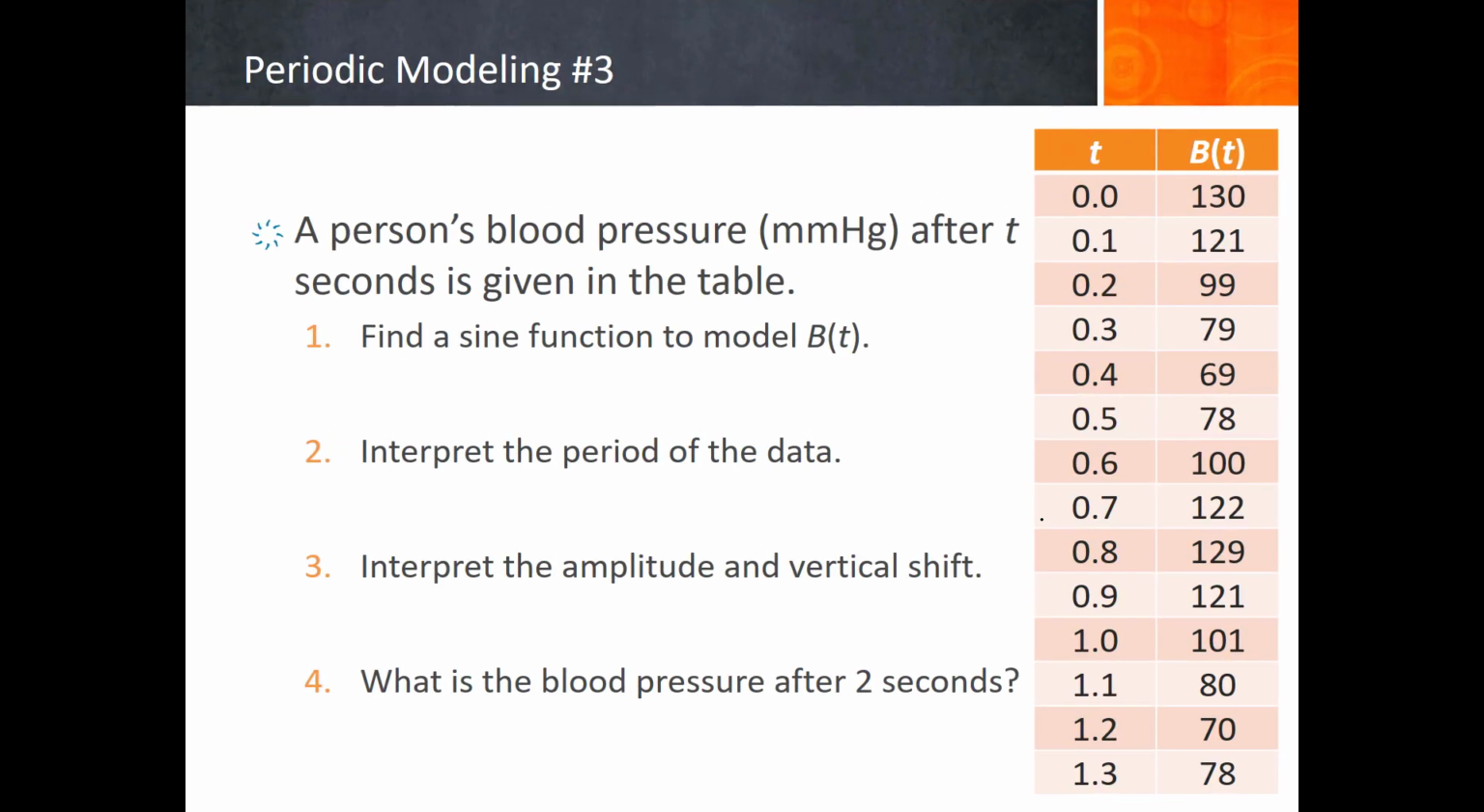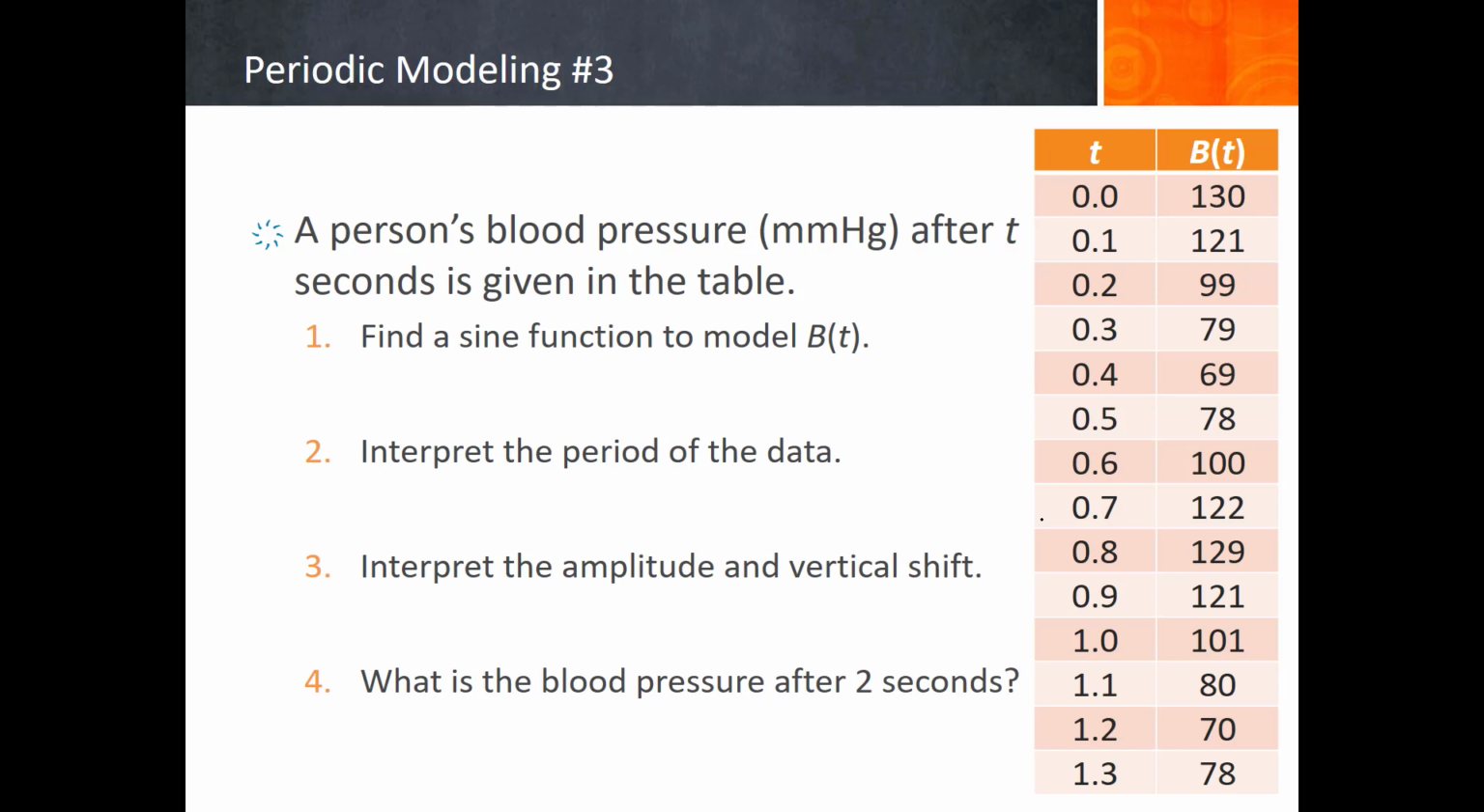All right, let's look at one more example here with data. And this one, I'll just warn you, it's still pretty nice, but it's not perfectly uniform like the last examples that we've been looking at. So we have data that represents a person's blood pressure measured in millimeters of mercury. And it's after t seconds since they started recording their blood pressure. So we're going to have values of time from 0 seconds all the way up through 1.3 seconds, going by tenths of seconds.